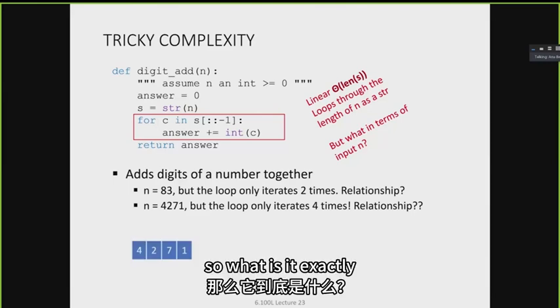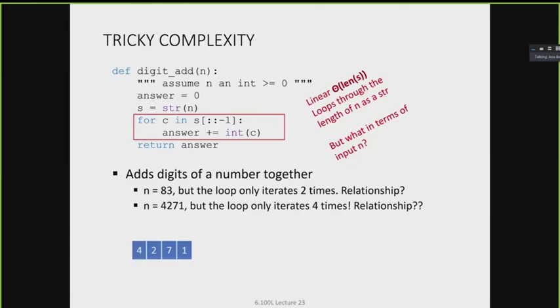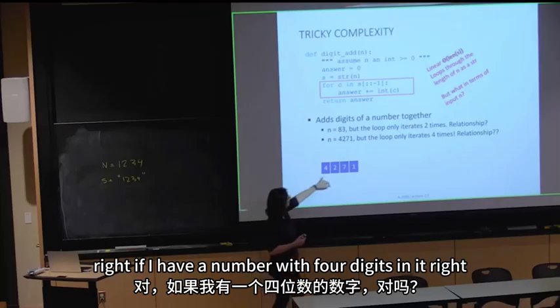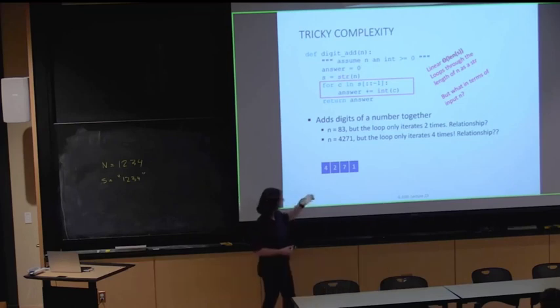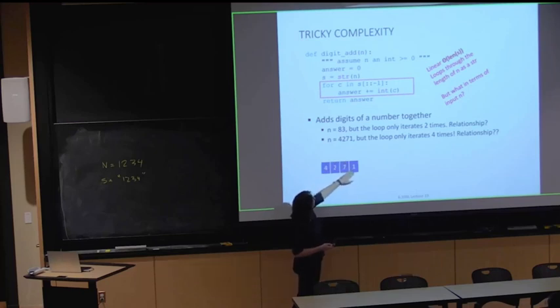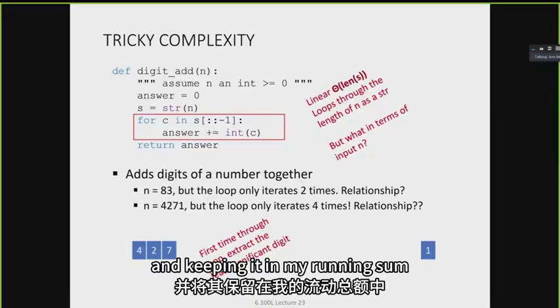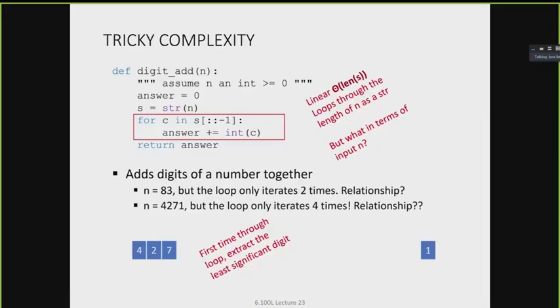So what is it exactly? Well, let's think about what that loop is actually doing, right? If I have a number with 4 digits in it, right, something in the thousands, when I iterate through the number sort of backward, right, this number as a string, I'm basically taking that 1 and keeping it in my running sum.